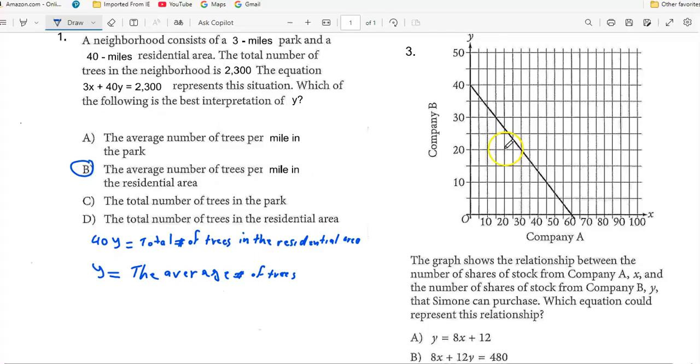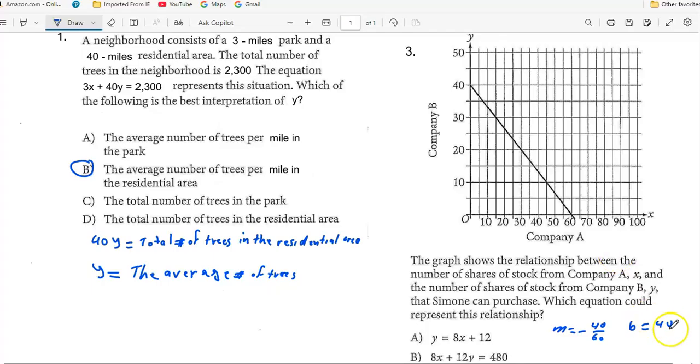Alright, so from the graph here, it's a straight line. I can use slope-intercept form because I can find the slope. Slope is rise over run, and I can see the y-intercept, which is 40. So the slope is negative because it's going down, negative 40 over 60. And the y-intercept b is equal to 40.